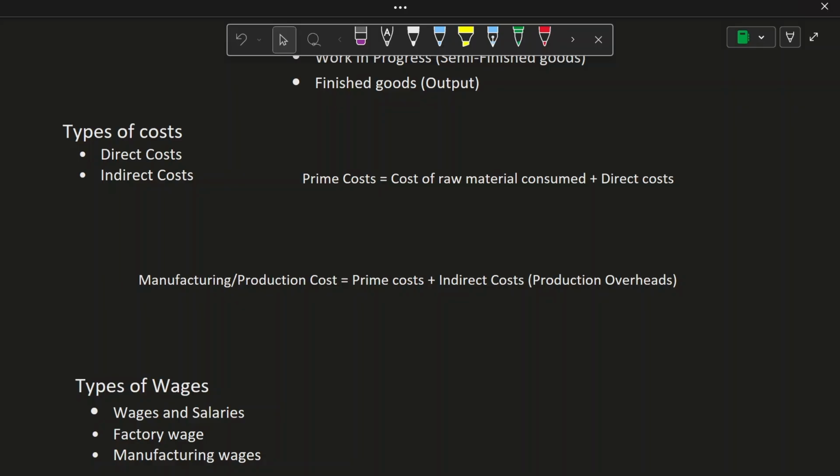Now, when we're dealing with direct costs, we also need to know what our prime costs are. Our prime costs are basically the cost of all the raw material consumed and any other direct costs involved. So basically, prime cost is another name for total direct costs. Then you have the manufacturing or the production cost, which involves your prime cost and your indirect cost. So it's basically like the overall manufacturing cost of your product. तो इसमें सारे आपकी direct cost भी आ जाती हैं, आपकी indirect cost भी आ जाती हैं.